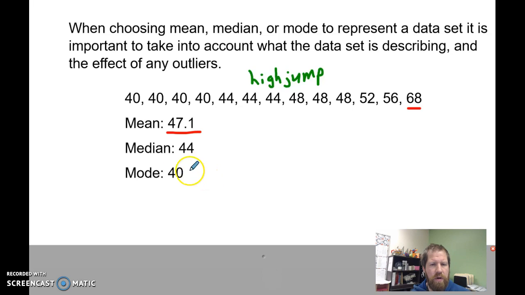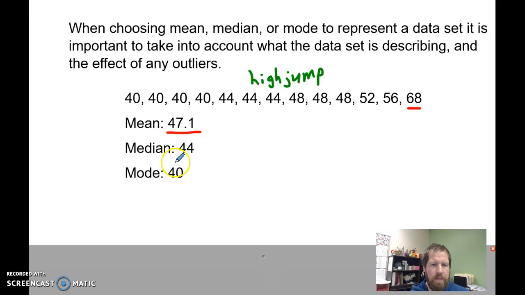When I look at the mode, yes, most students cleared 40, and that was the most they could clear. But I've got a lot of students that could jump higher than that. So mode, I would say, isn't the best way to represent this data either.